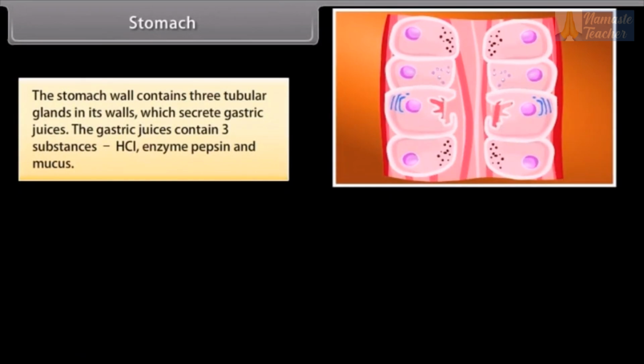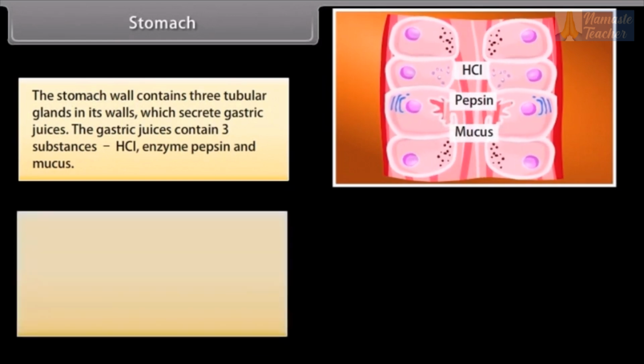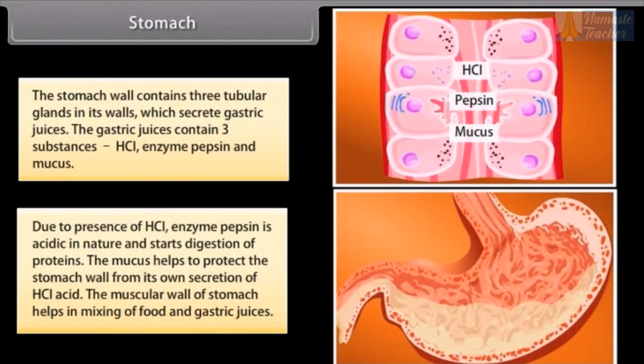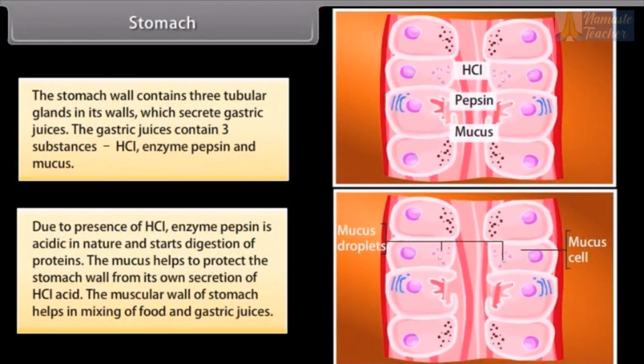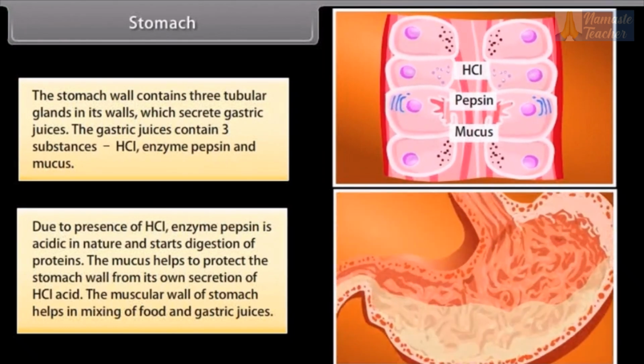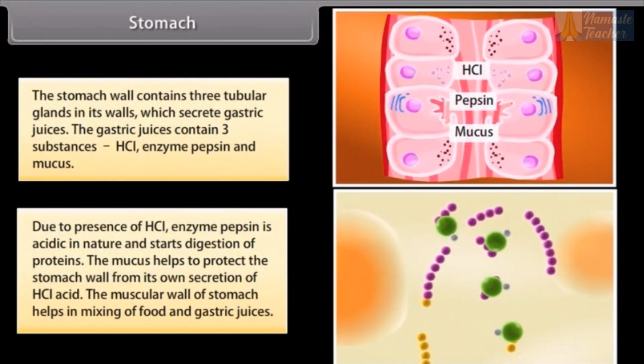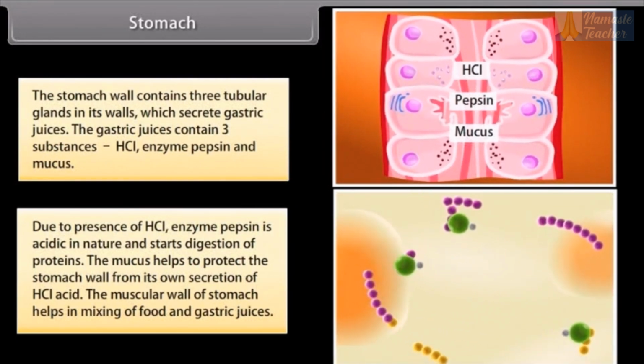The stomach wall contains 3 tubular glands in its walls which secrete gastric juices. The gastric juices contain three substances: HCl, enzyme pepsin, and mucus. Due to presence of HCl, enzyme pepsin is acidic in nature and starts digestion of proteins. The mucus helps to protect the stomach wall from its own secretion of HCl acid. The muscular wall of stomach helps in mixing of food and gastric juices.